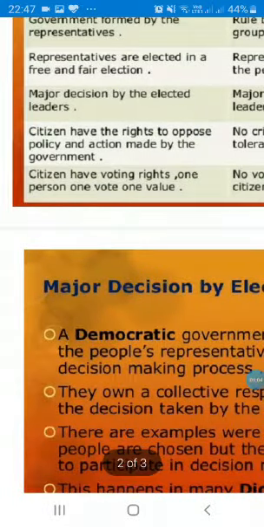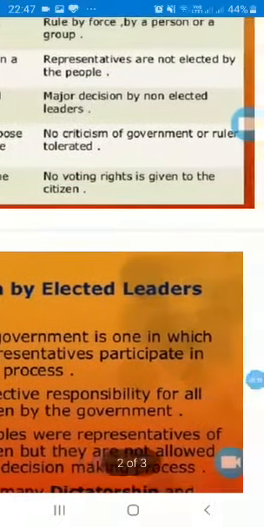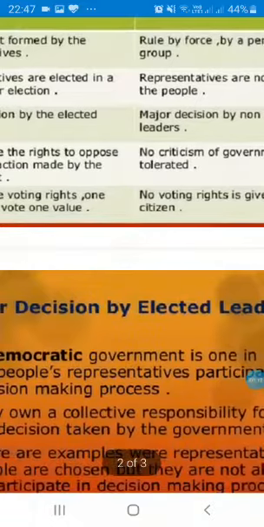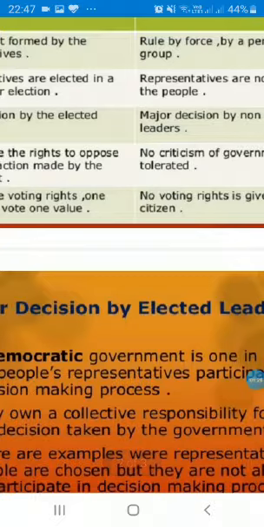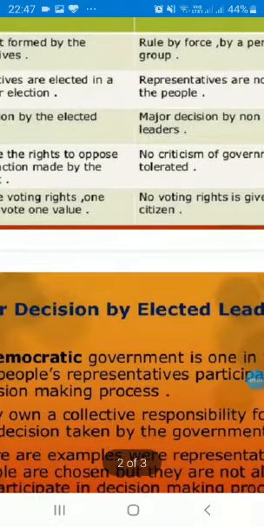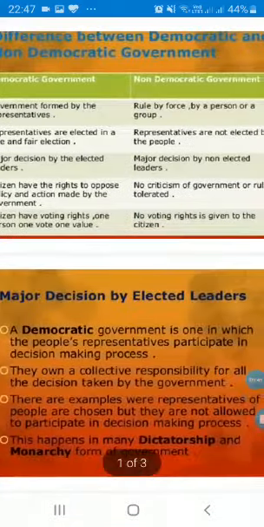Citizens have voting rights: one person, one vote, and one value. In a non-democratic government, no voting right is given to the citizen. In democratic countries, the people enjoy the freedom of speech. They are free to criticize the government. In democratic countries, the opposition parties are allowed to function freely before and after the election. There is no danger to people's life by the established government.